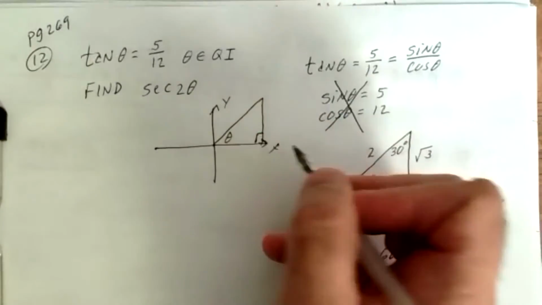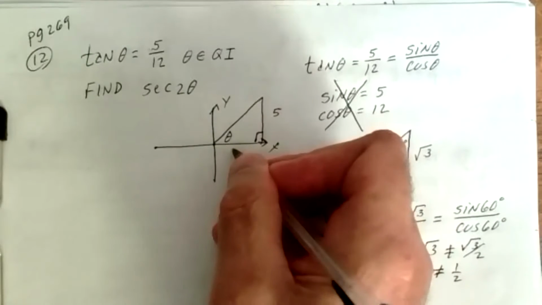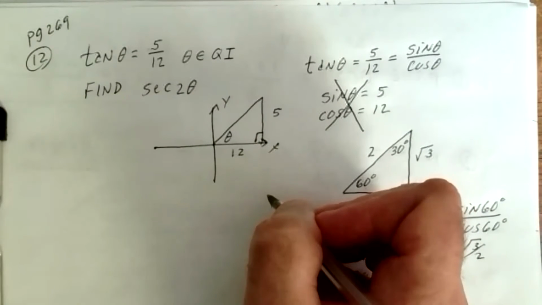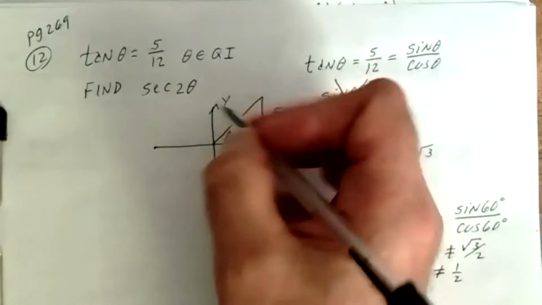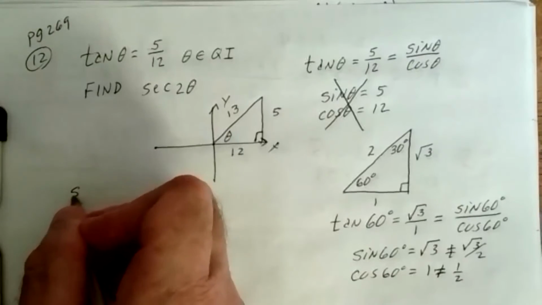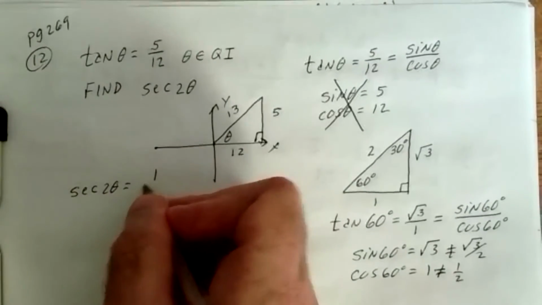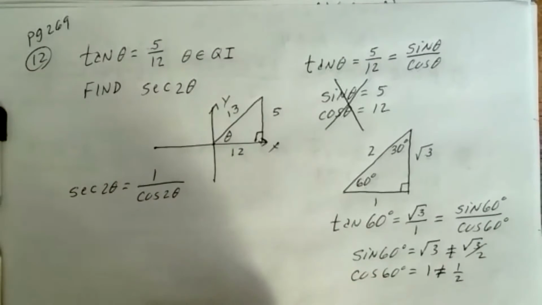So here's theta. Now we know tangent is 5/12, so that's the ratio of the opposite over the adjacent side. Therefore, by the Pythagorean theorem, you would conclude that the hypotenuse has a length of 13 units. Now, to find secant of 2 theta that we're being asked to find, we know this is 1 over cosine 2 theta by the reciprocal identity of the past.